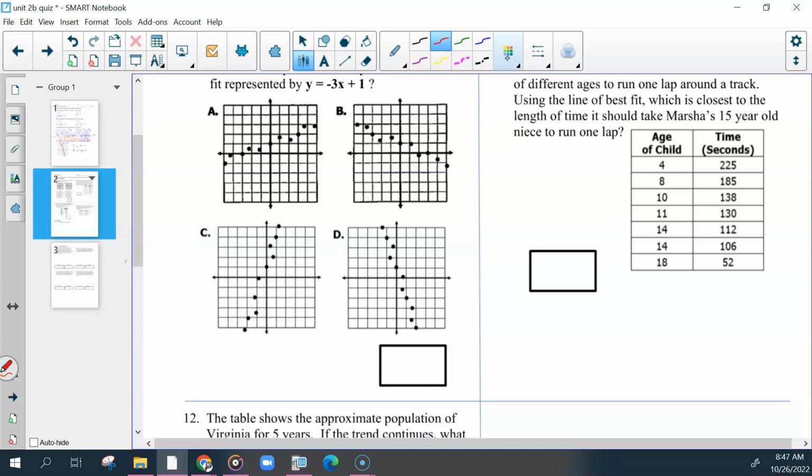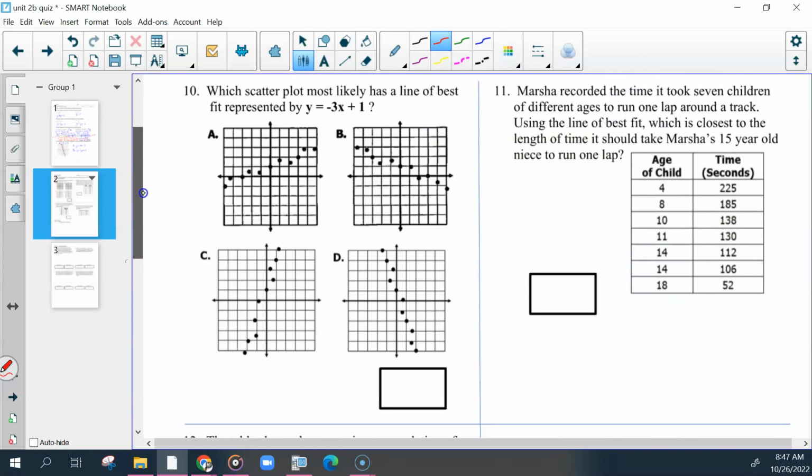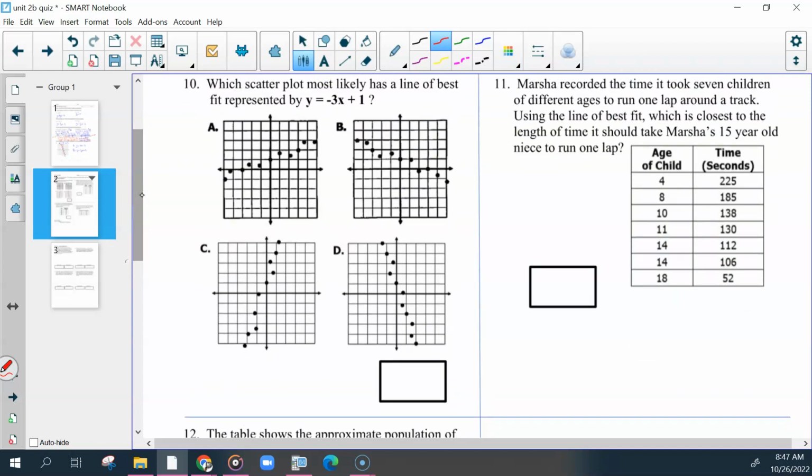For number 10, because I forgot the numbers continuing. You're looking for which of these best represents y equals -3x plus 1. So find the one that is negative, so it can't be A, it can't be C, so it has to be B or D. And then the only one that matches -3x would be D. The points surround that one the most, so D was your answer. That was worth 1 point.